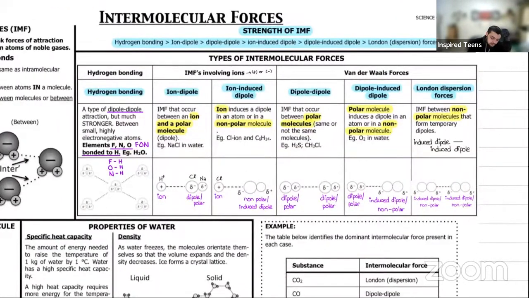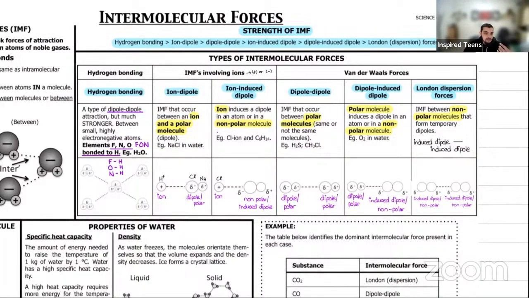Remember, here's the order once more: hydrogen bonding, ion dipole, dipole, ion-induced dipole, dipole-induced dipole, and London dispersion forces. The strongest being hydrogen bonding, and the weakest being London dispersion forces.